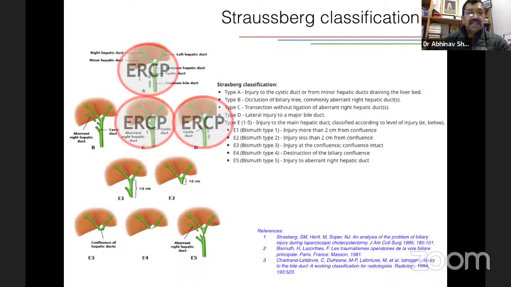ERCP is useful in these three types of injuries, type A, type C, and type D, where there is an injury and leakage. Circumferential injuries, which are type E injuries, are difficult to manage because the guide wire will not cross if we pass it through the papilla and there is circumferential injury, so it is not possible to pass the guide wire up. Hence the endoscopic management is not possible in these patients.